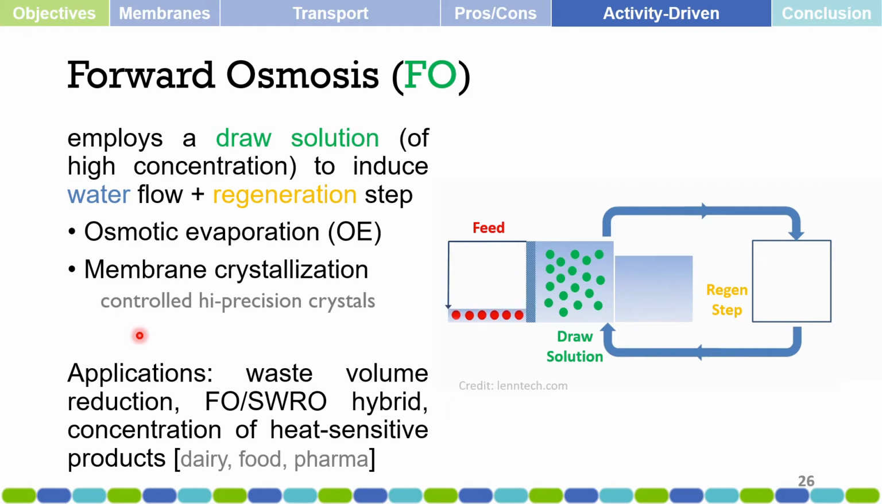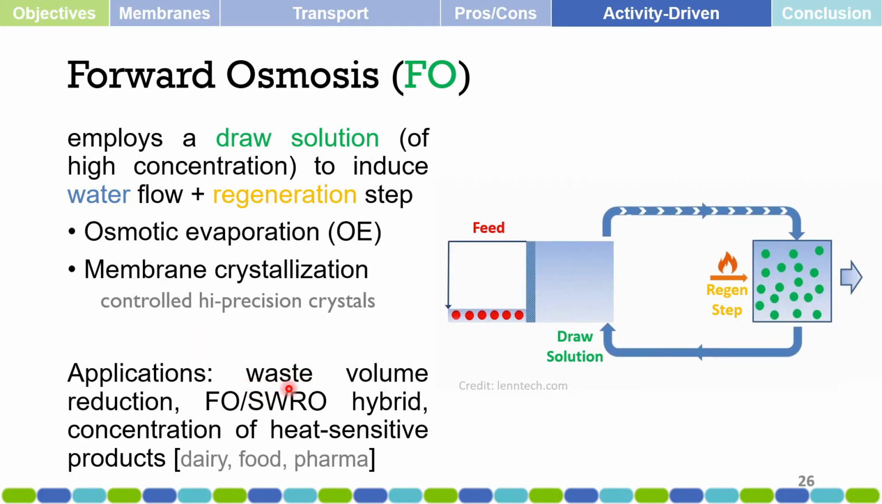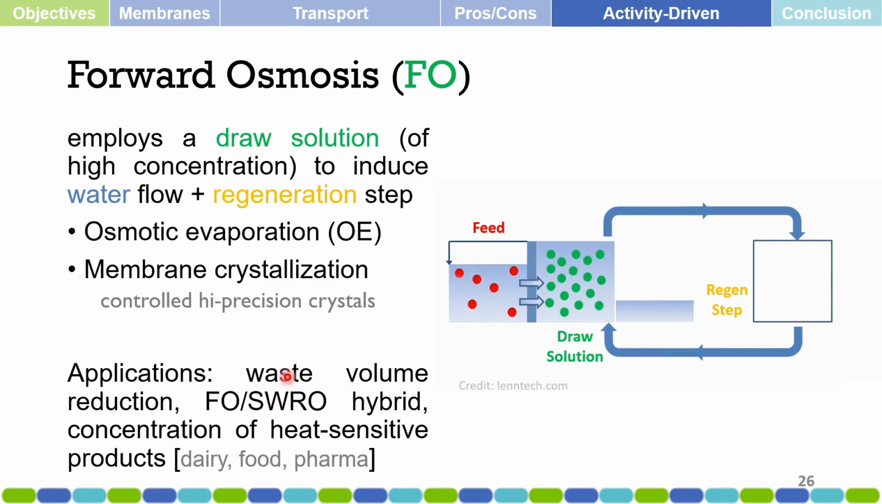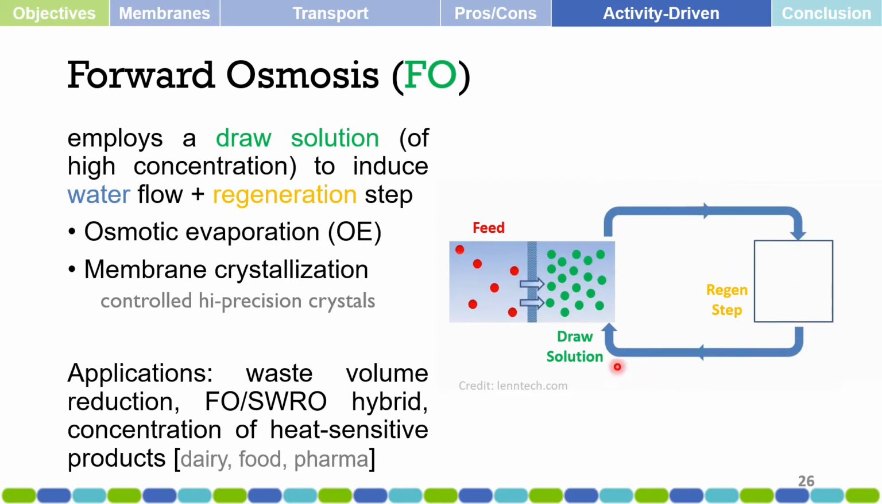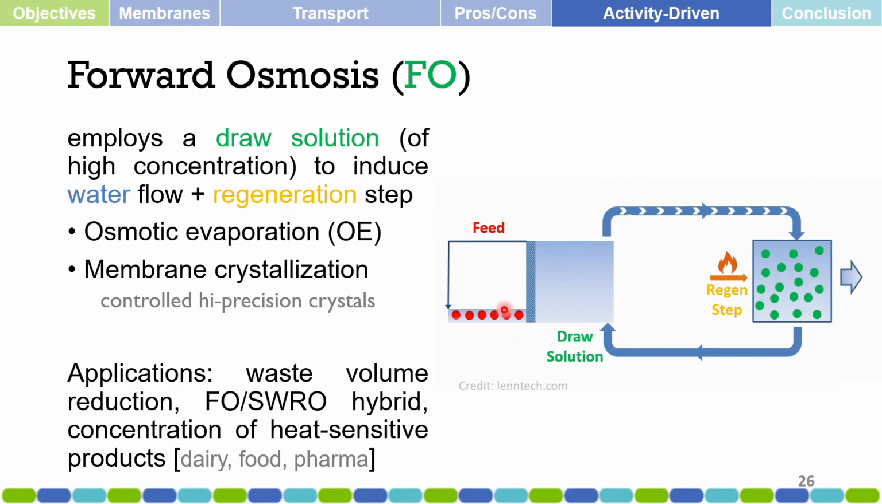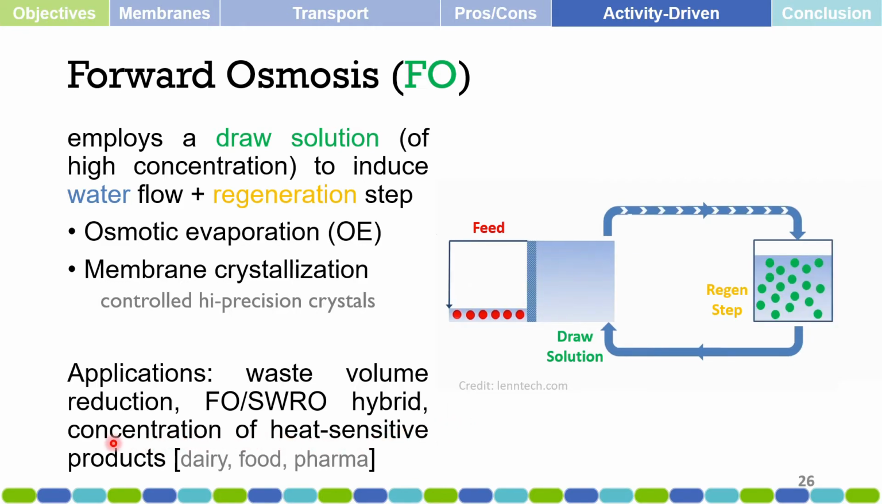So the general application of forward osmosis in industry is specifically for volume reduction. If you want to reduce the volume of your feed stream, especially if your feed stream is liquid waste, you extract the water using the draw solution, and then regenerate the draw solution to extract more of the water out of your wastewater or your feed.